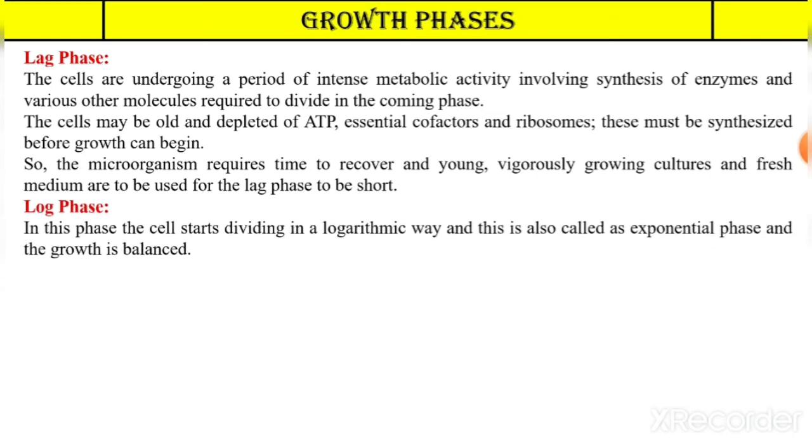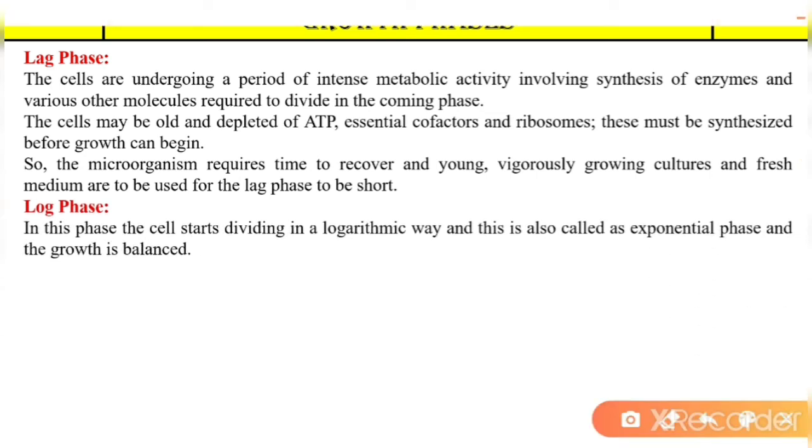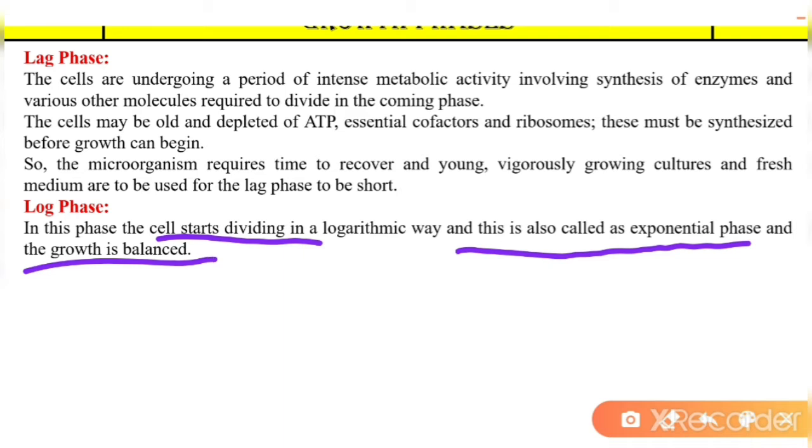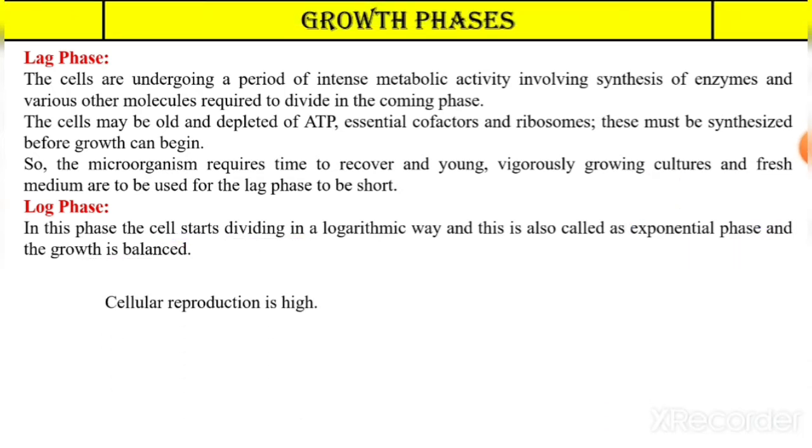The next phase is the log phase. In this phase the cell starts dividing in a logarithmic way. This is also called the exponential phase, and the growth is balanced. In this log phase cells are starting to divide and grow. That's why this step is called the logarithmic phase. It is also called the exponential phase because in this step growth is balanced.